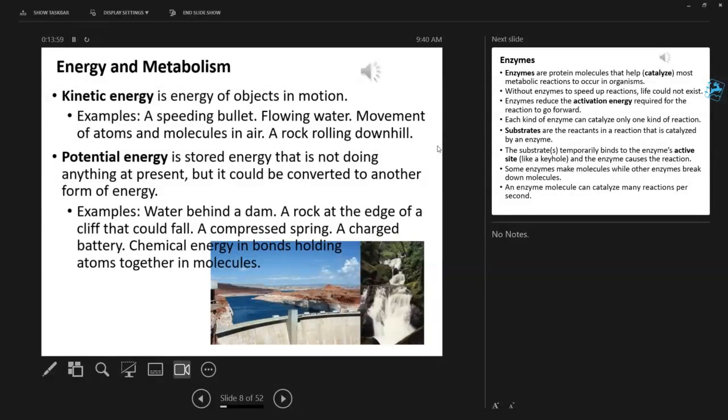Anything that's falling has kinetic energy. Potential energy is energy that's not doing anything right now, but it could cause something to happen. Like energy stored in a battery, it's not doing anything right now, but if you hook wires and a light bulb up to it, that energy could be converted into light. Hook it up to a motor, it could be converted into kinetic energy.